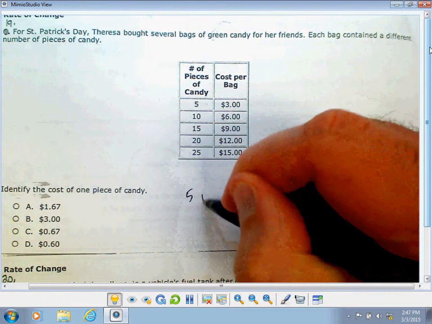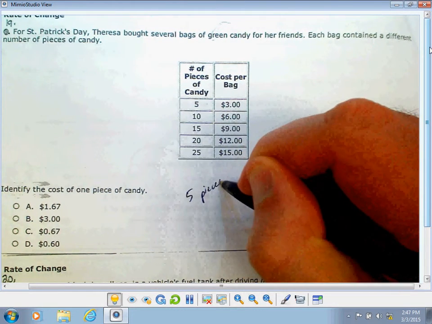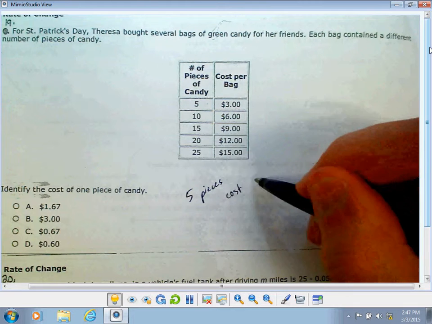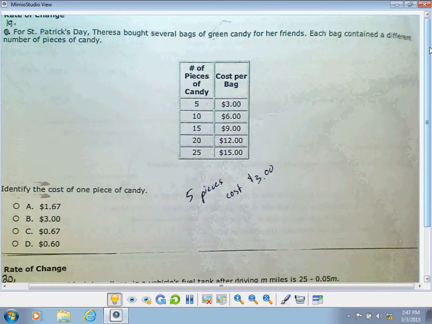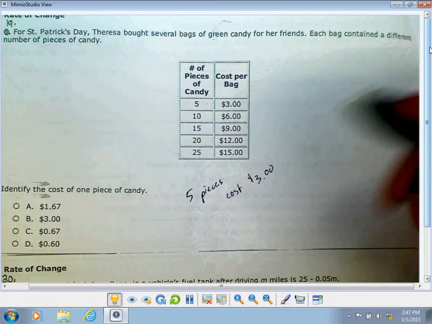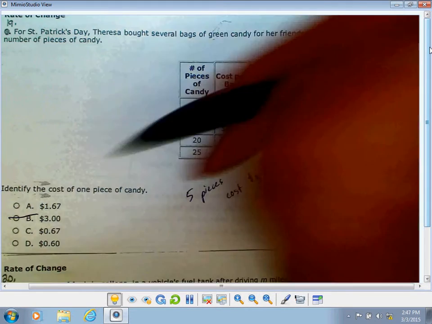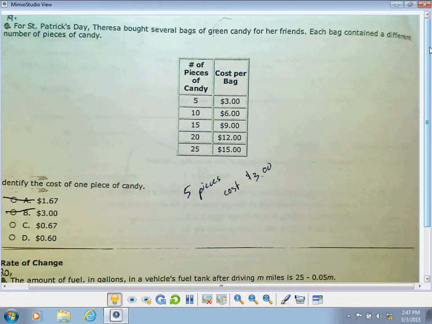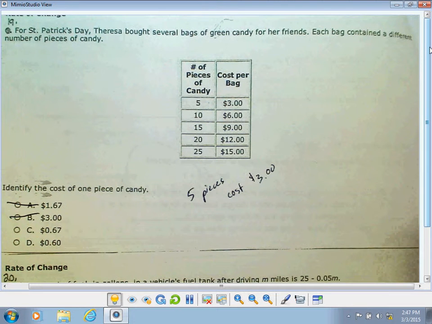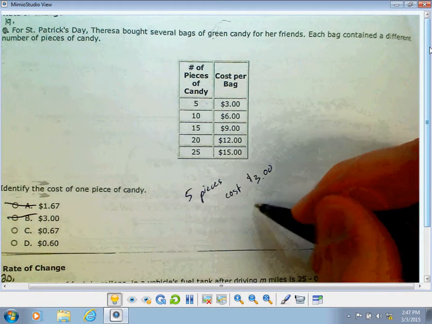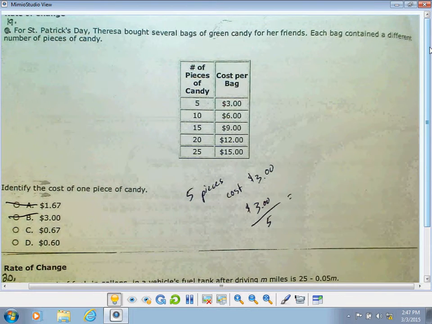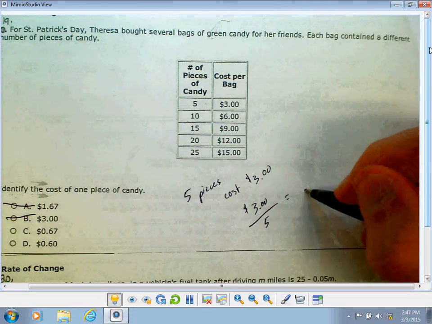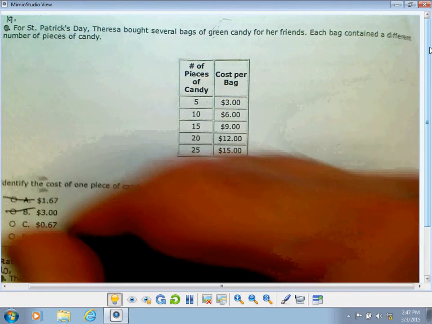So I think you guys can figure this one out. 5 pieces cost $3. How much does one piece cost then? Well, it's not $3, and it's not $1.67 either. If they were $1.67, you'd never get 5 of them for $3. All you do is take $3 and divide it by 5. You're going to get 60 cents. D.